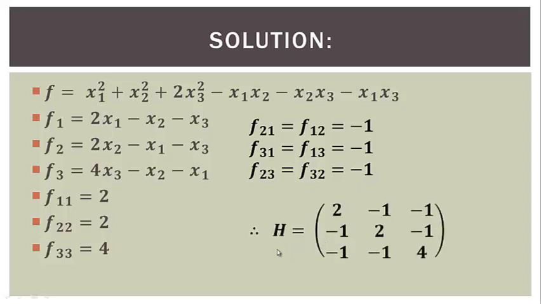So therefore, our Hessian matrix H is equal to f11, which is 2, f12, which is minus 1, f13, which is minus 1, f21, which is minus 1, f22 is 2, f23 is minus 1, f31 is minus 1, f32 is minus 1, f33 is 4.